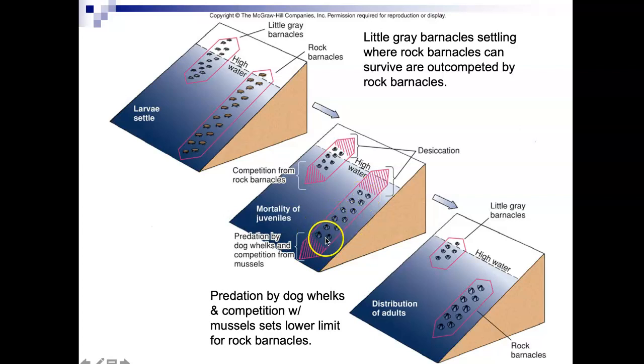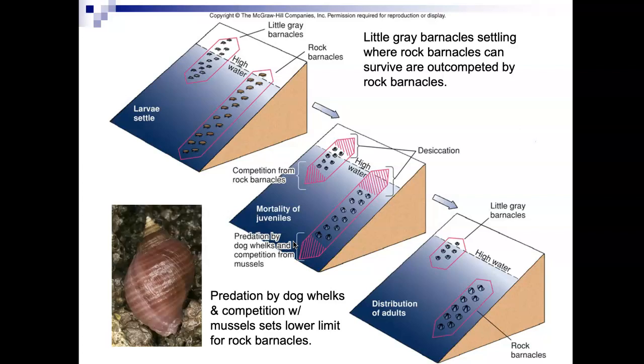Now, the rock barnacles, being the better competitor, were then limited farther down by predation. As they moved farther down, they became, again, subject to predation by dog whelks, which are actually a predatory snail. I think I have a picture of one here. They look so innocuous, but they actually have a radula that can drill into the barnacle and feed on the barnacle.